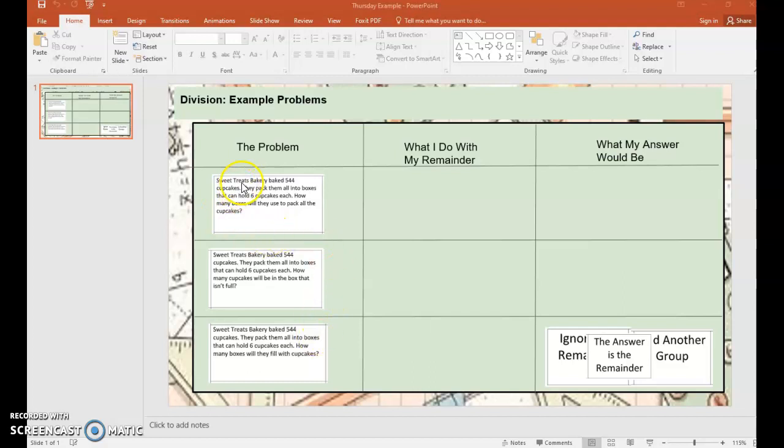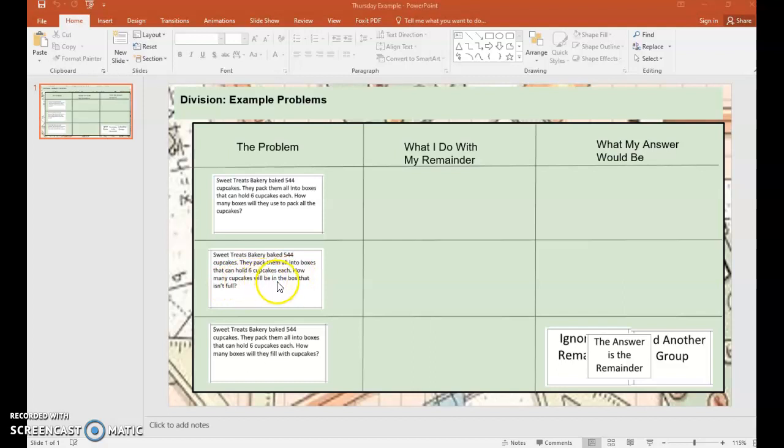So it says, Sweet Treats Bakery baked 544 cupcakes. They packed them all into boxes that can hold 6 cupcakes each. And if you notice, look, every single one starts that way. The only thing that is different is the question. So this one says, how many boxes will they use to pack all the cupcakes?